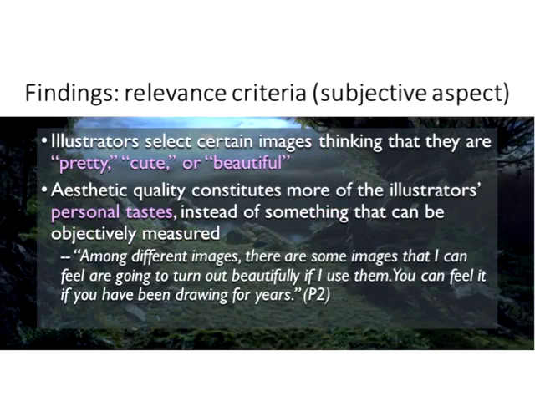However, the subjective aspect of images like aesthetic quality was also important. Aesthetic quality was somewhat subjective. Illustrators select certain images thinking that they are pretty, cute, or beautiful, which will be very tricky, especially for catalogers. Thus, aesthetic quality constitutes more of the illustrator's personal taste instead of something that can be objectively measured. Here's another quote from the participant.